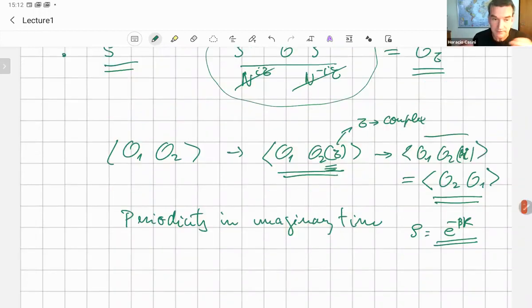Instead of defining the thermal density matrix, you can say I have a one parameter group of symmetries that makes the correlation functions periodic in imaginary time of some given period.